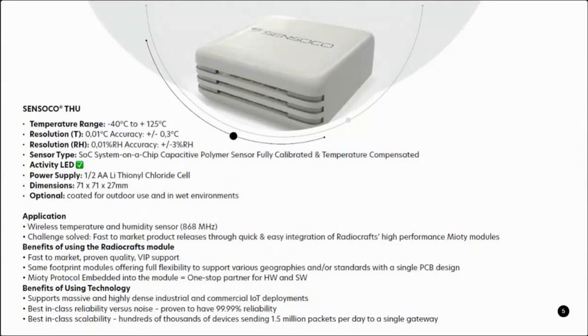So the Sensoko THU is one of our basic devices that we ship in high quantity. It's a Mioty-ready device that has a very high accuracy and goes from -40 to +125 degrees Celsius. Applications are wireless temperature measurement and humidity on the 868 megahertz frequency.